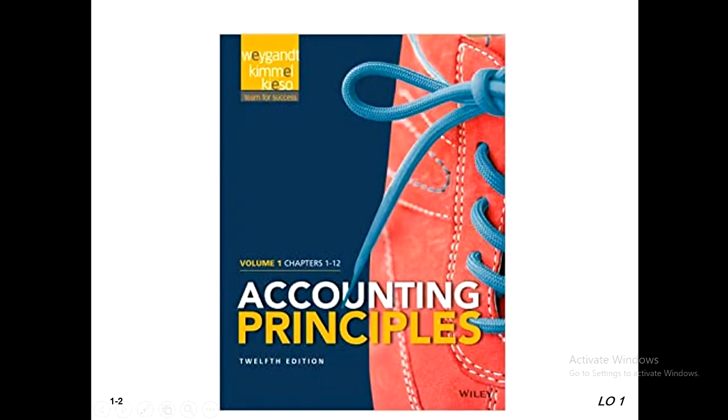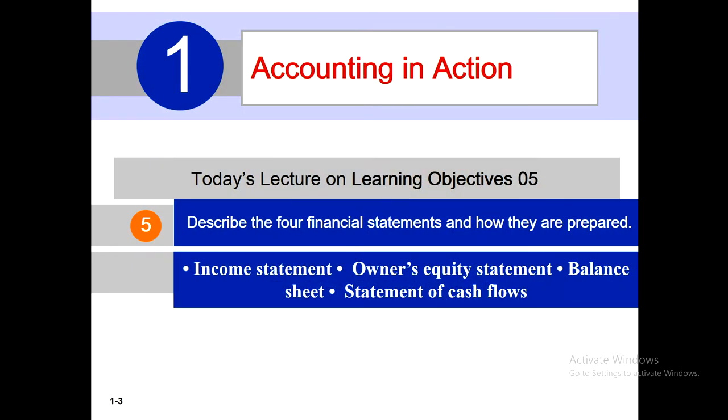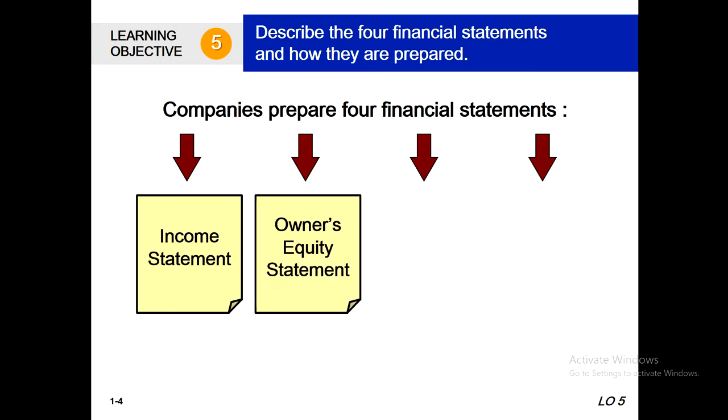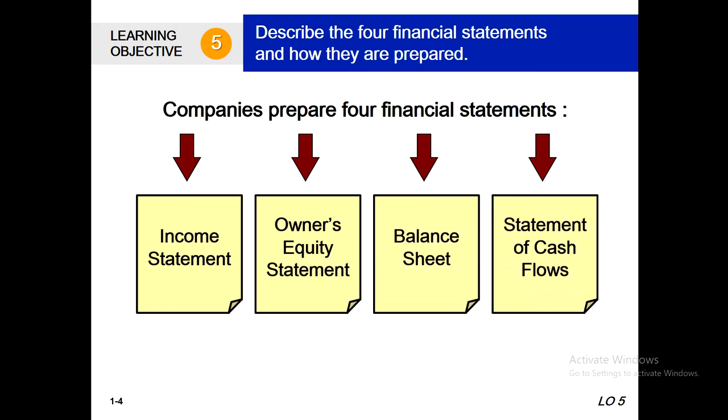Welcome. Just as you are following this book, this is the first chapter of this book, Accounting in Actions. Today's lecture is on learning objective 5: describe the four financial statements and how they are prepared. The four financial statements are the income statement, owner's equity statement, balance sheet, and statement of cash flows.